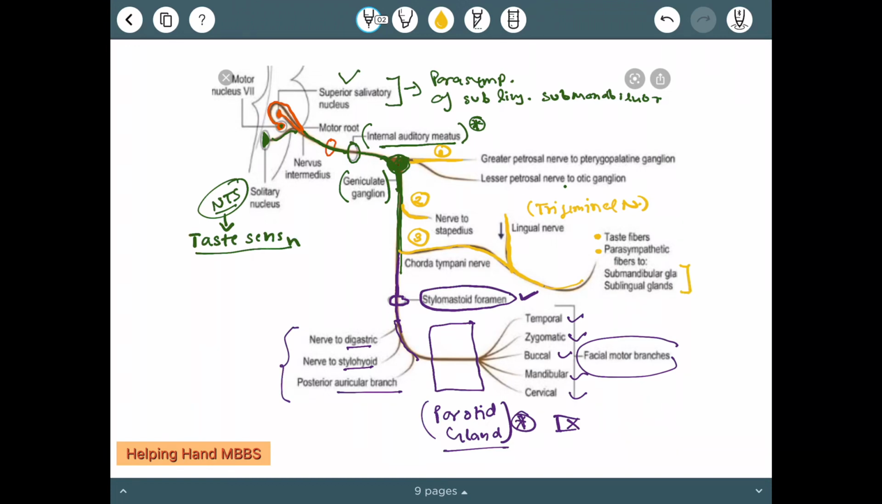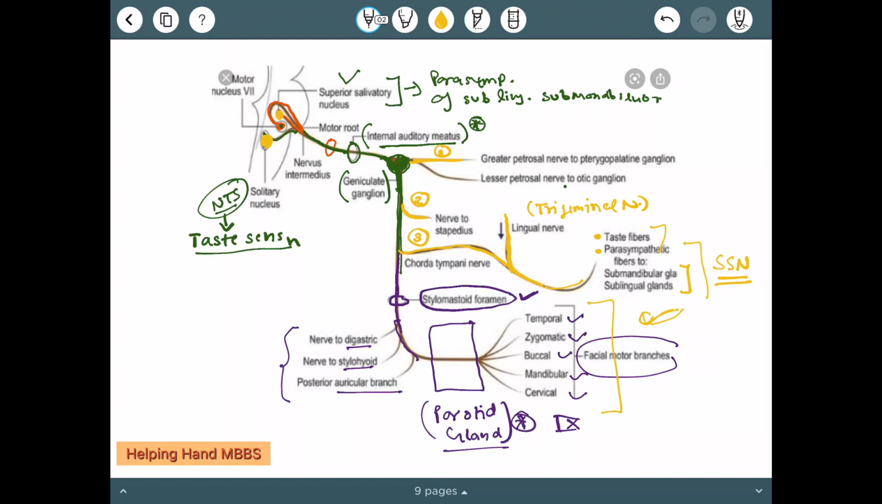You can remember that these fibers come from the superior salivatory nucleus, which enters the facial nerve here. Here you can see this, and the taste fibers, which are carried by this chorda tympani, finally end in the nucleus tractus solitarius. So you now know what the function of NTS and the superior salivatory nucleus is, and also the motor nucleus, which is supplying these 5 branches of the facial nerve. So this is the general schematic diagram. We have seen all the branches of the facial nerve and its course.